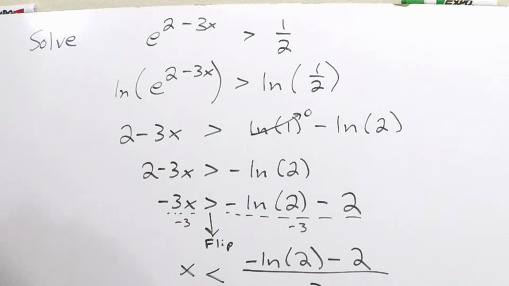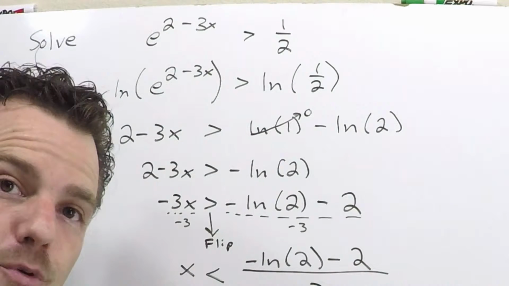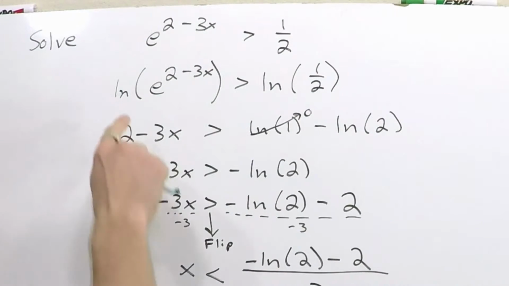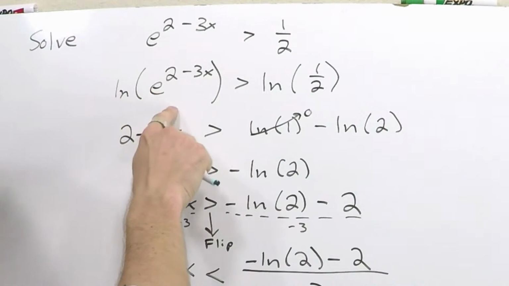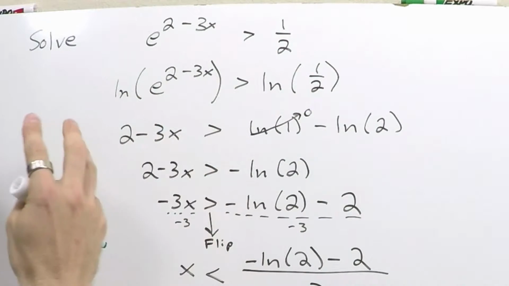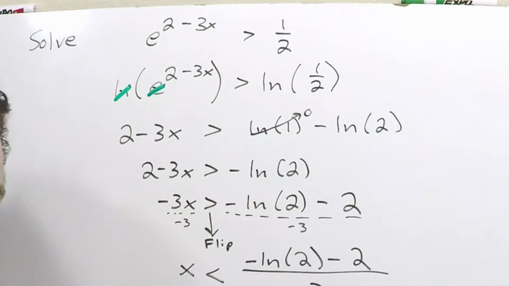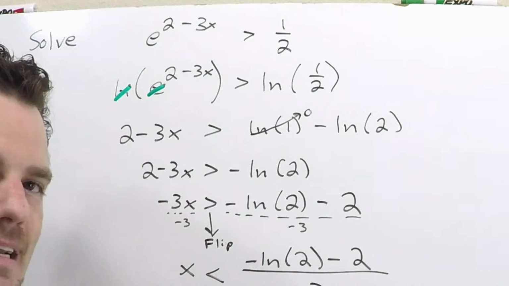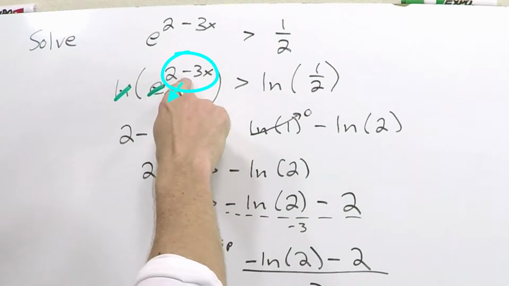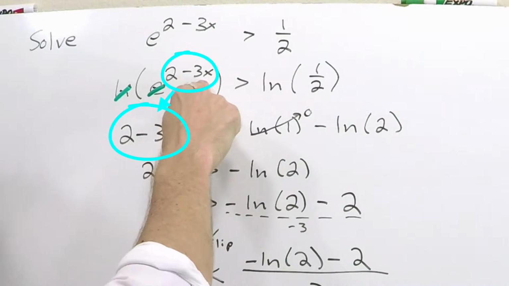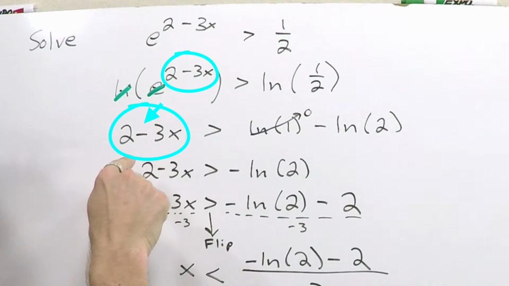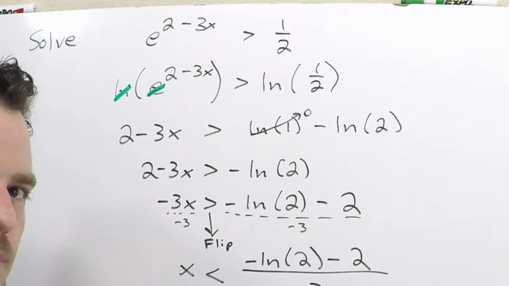On the left side, the inverse property of functions tells us because the natural log and the function e are inverses, they counterbalance each other. So the natural log and the e function negate each other, cancel each other out, and we get everything that was in its power on the left side instead, 2 minus 3x.